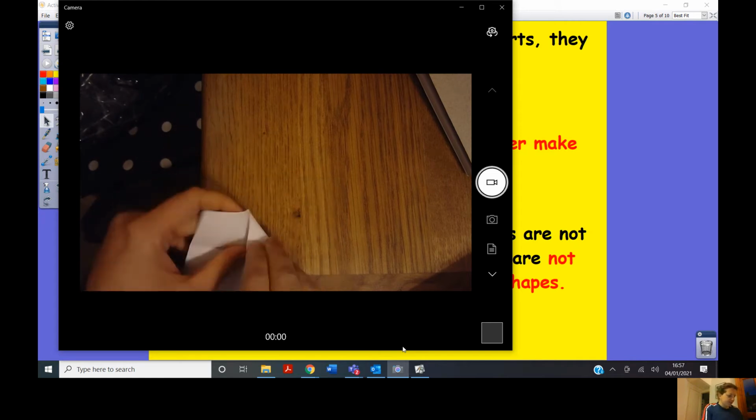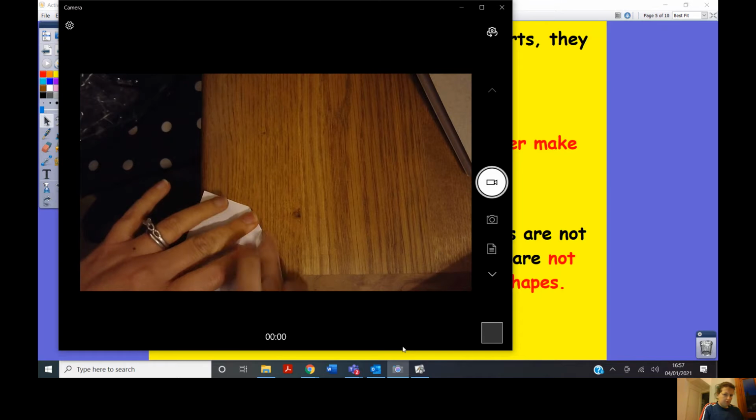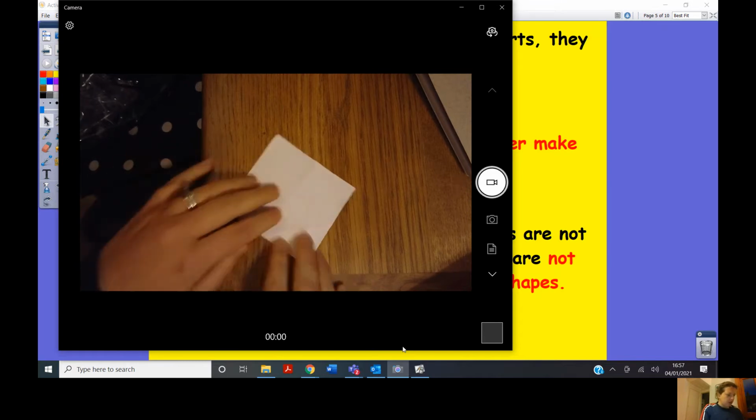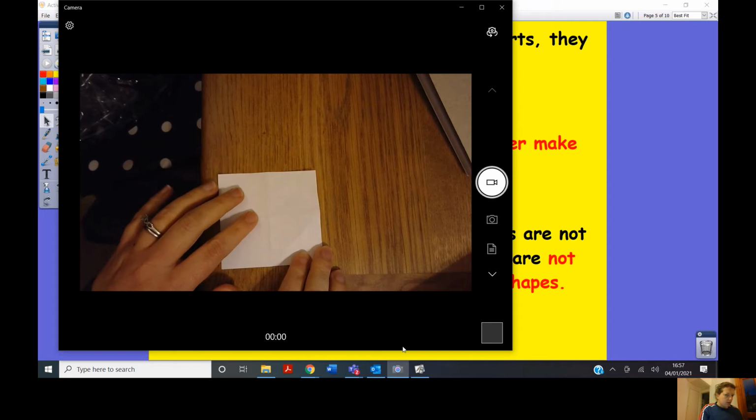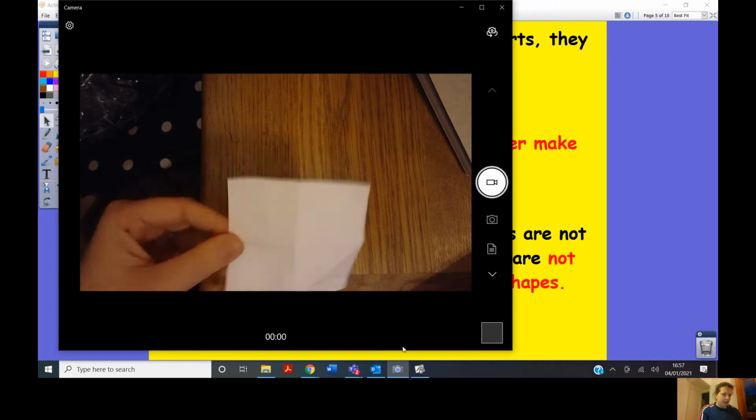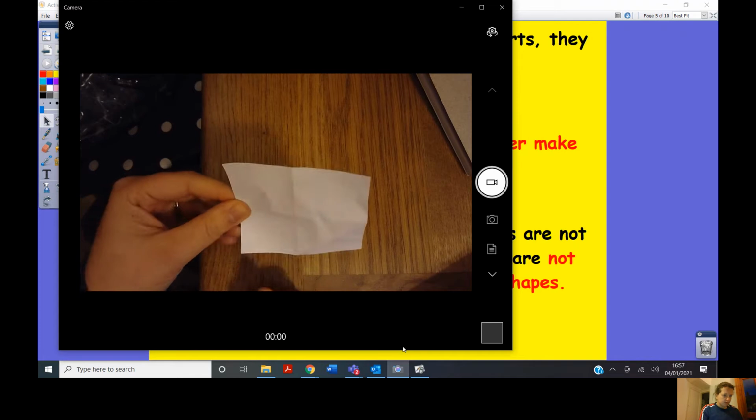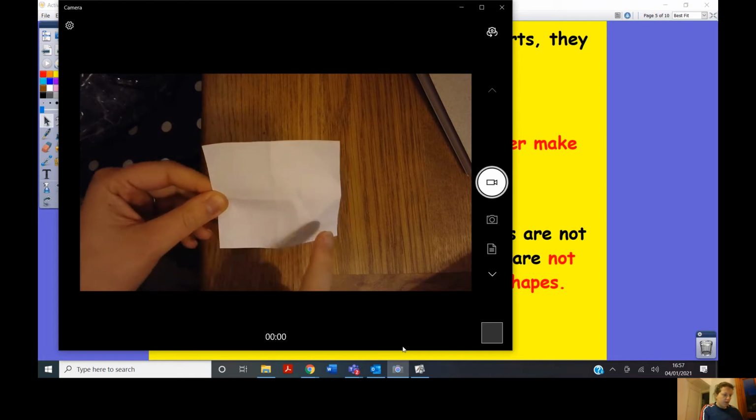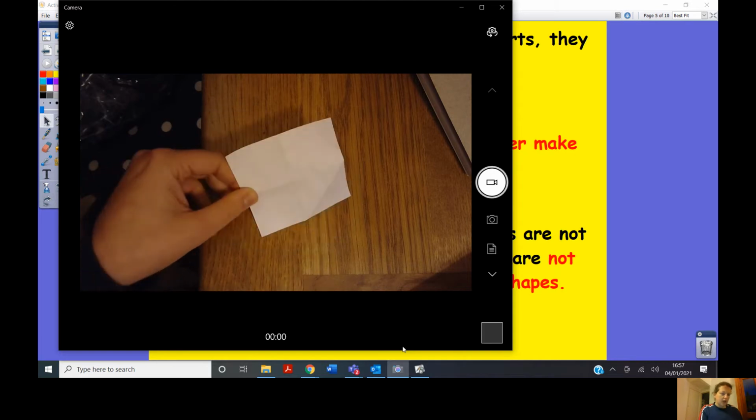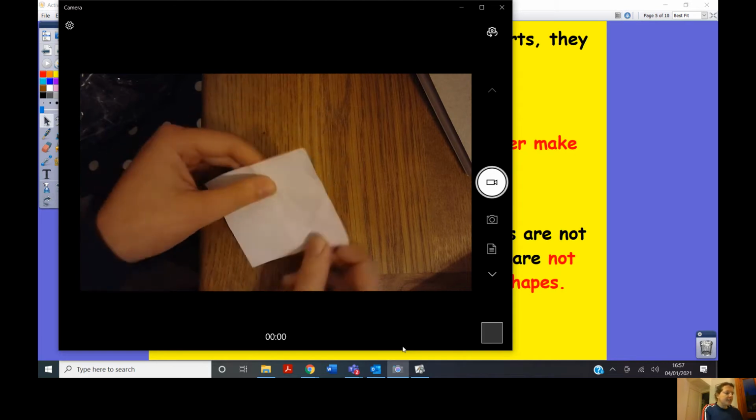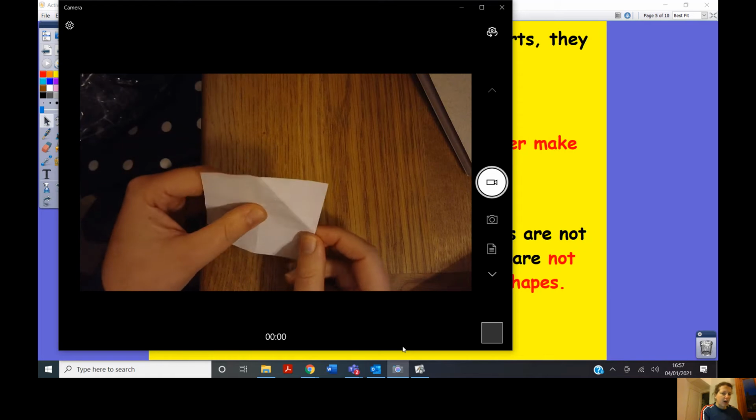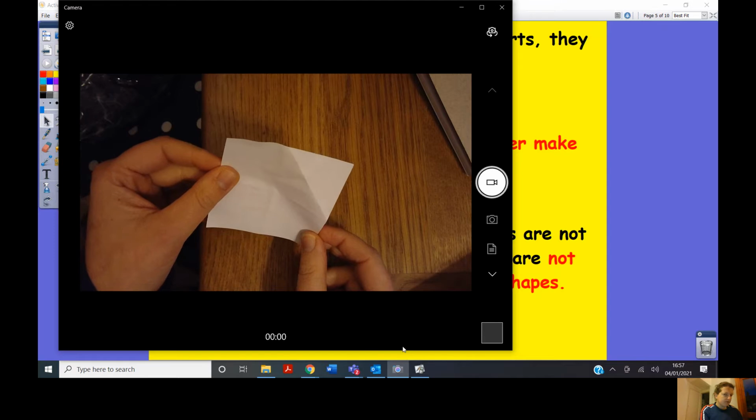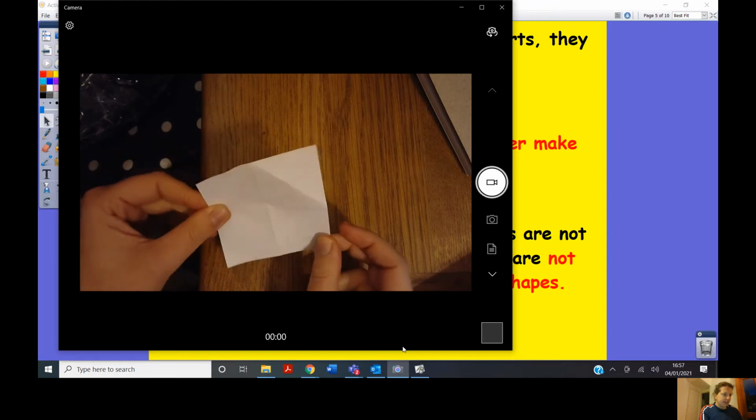What if I do this? No, I'm not making a fortune teller. I've split it into more parts, haven't I? I've split it into 1, 2, 3, 4, 5 parts. I've still got my whole here, but it's not split into equal parts anymore. It's just a way of seeing that.